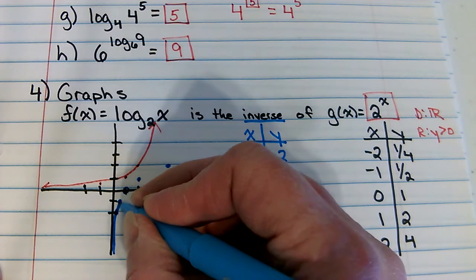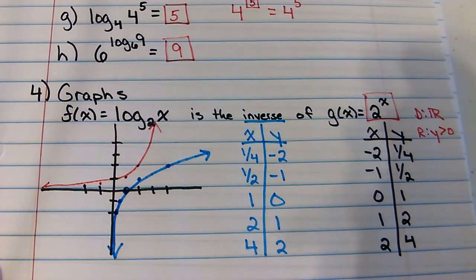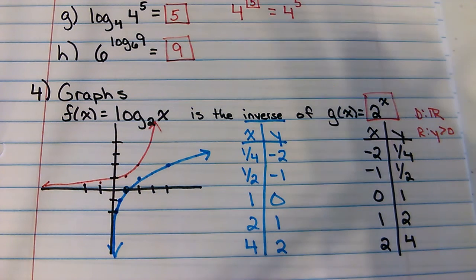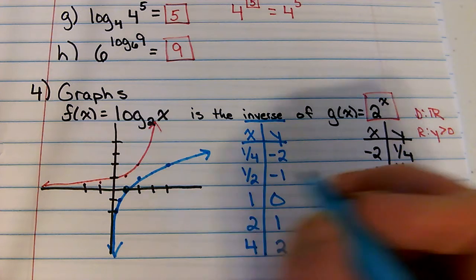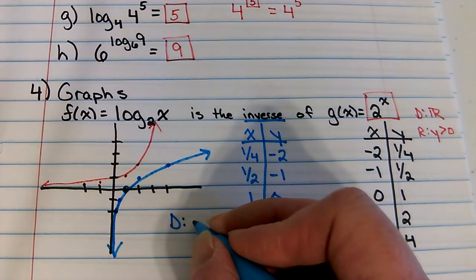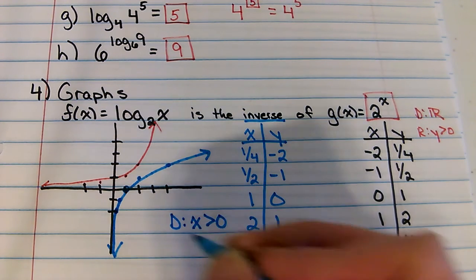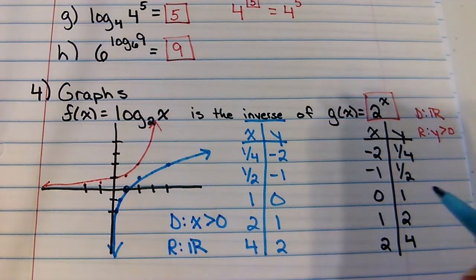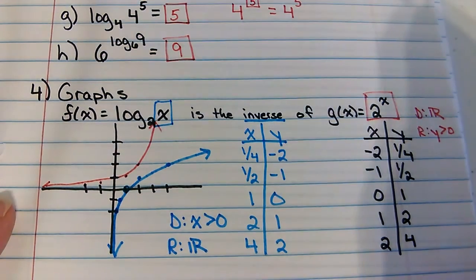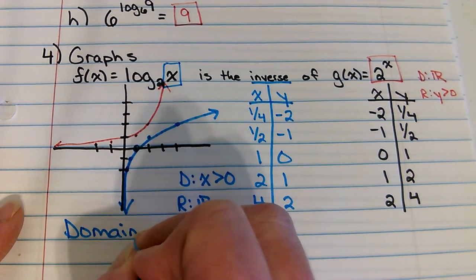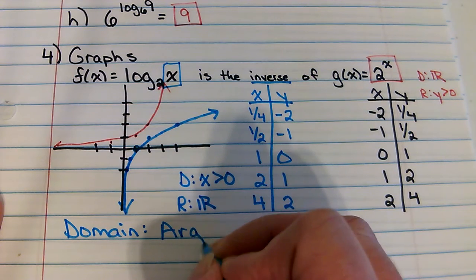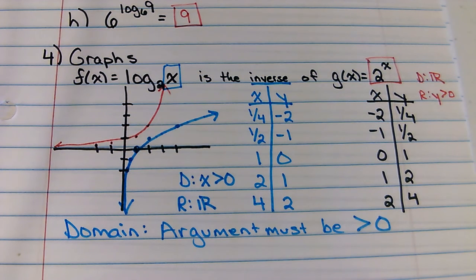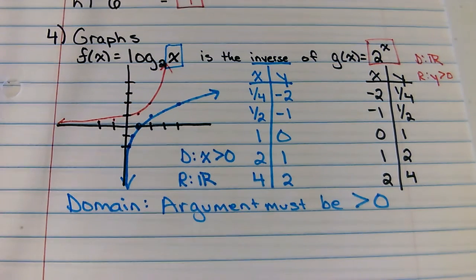Now remember, they end up being mirror images of each other. So my graph is going to do something like that. Now what's neat also is x and y changed. That also means my domain and range switched. So now my domain is that all the x's have to be greater than 0, and my range is all real numbers. So that's a good point to make. So when I have a logarithm, the x has to be bigger than 0. So there's a rule about the domain. The x, or the argument, must be greater than 0. So we're going to remember that.